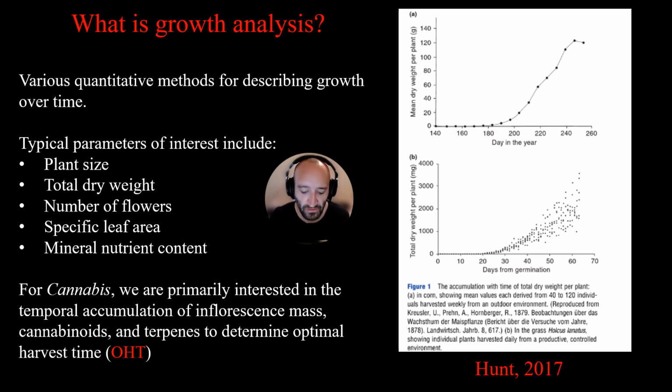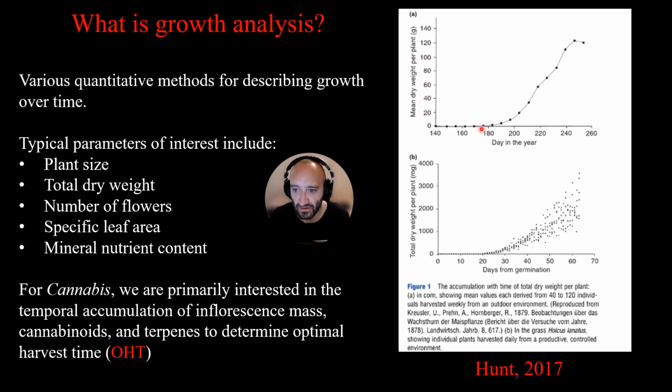And so that would require you to harvest a certain number of plants from your population and then get an idea of what the size of those plants or the actual mass of those plants are at specific intervals through the growing season. And so an example of that is on the right here from this data presented from Hunt 2017. On the x-axis, he has days in the year, and on the y-axis is mean dry weight per plant.